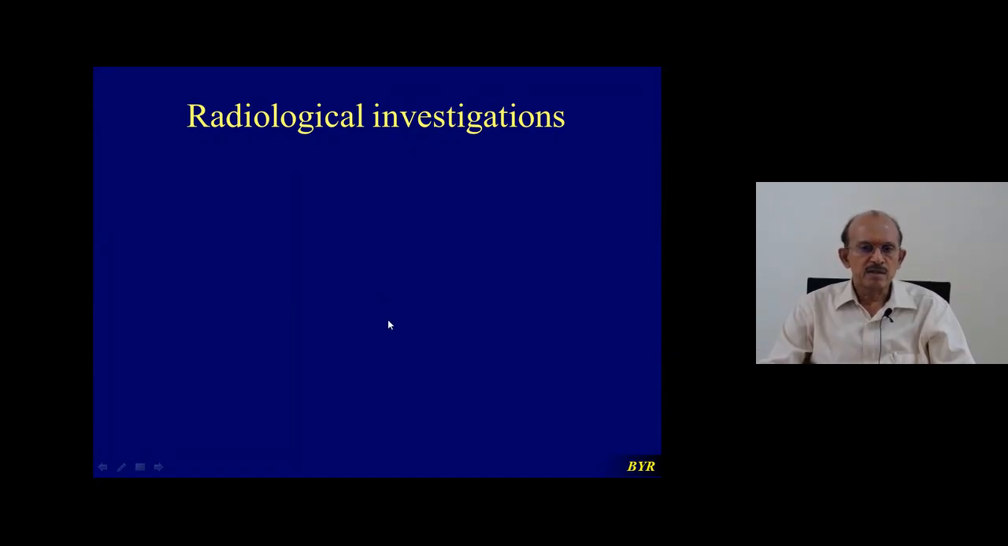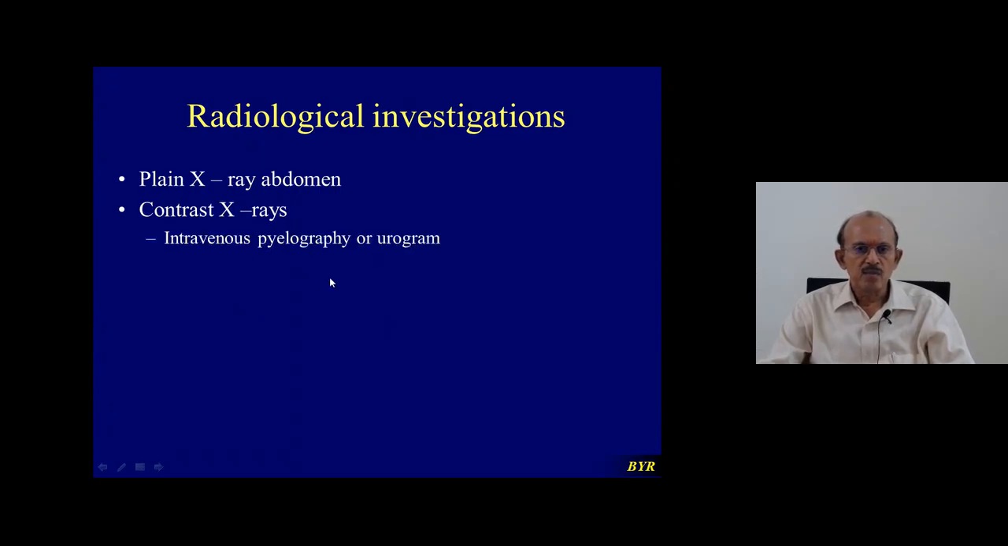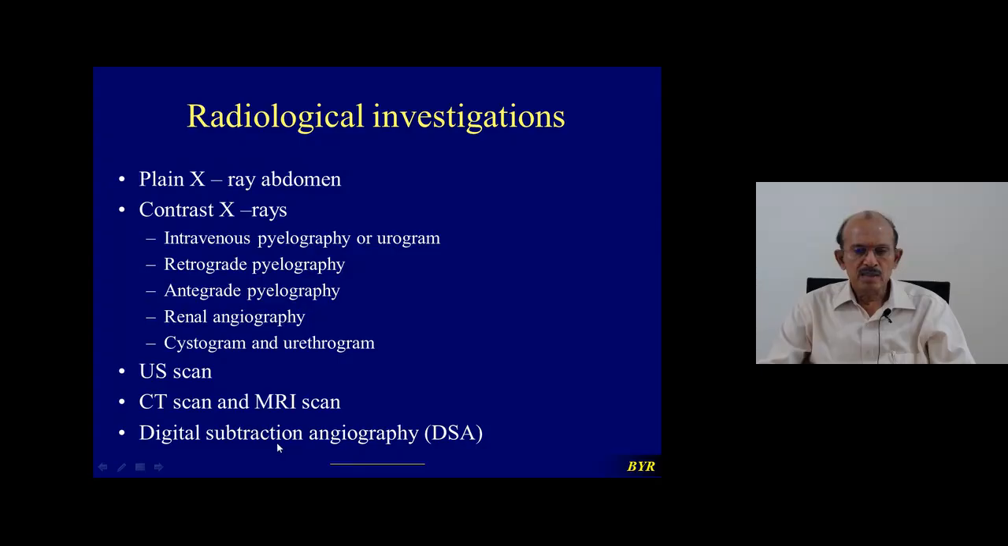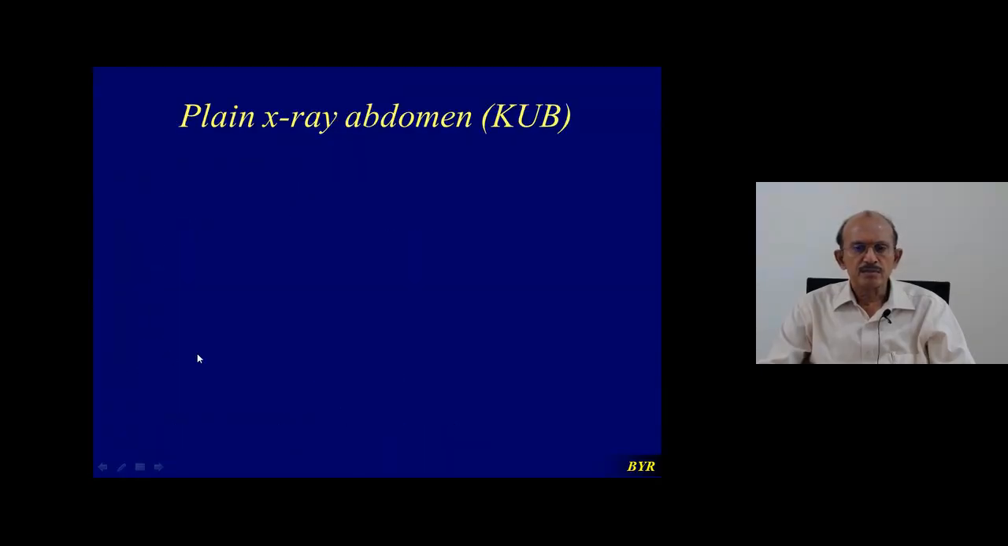Radiological investigations. They are plain X-ray of the abdomen, contrast X-rays, that is intravenous pyelography, retrograde pyelography, antegrade pyelography, renal angiography, cystogram, urethrogram, then ultrasound scan, CT scan and MRI scan, digital subtraction angiography. So I will deal with all these things. The details of these things I will tell you now.